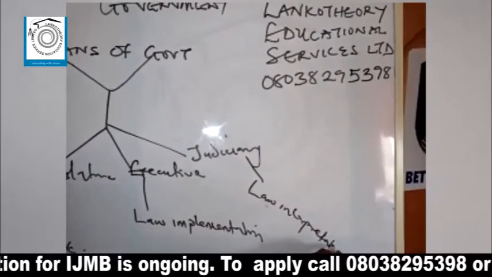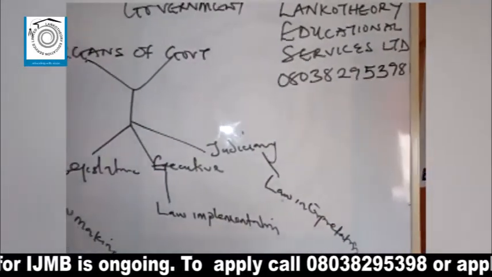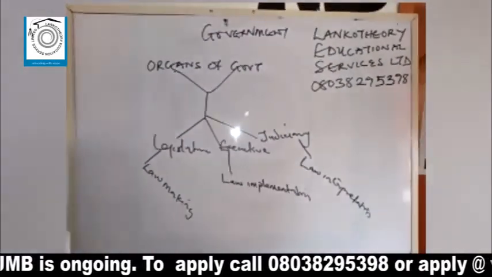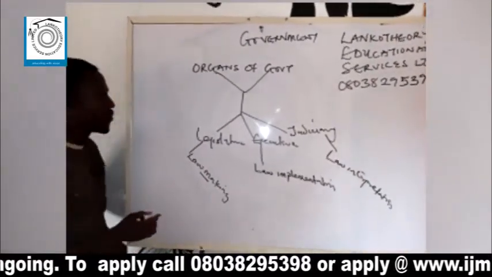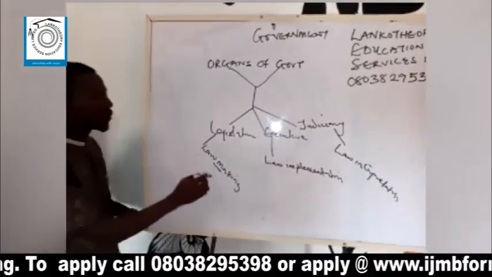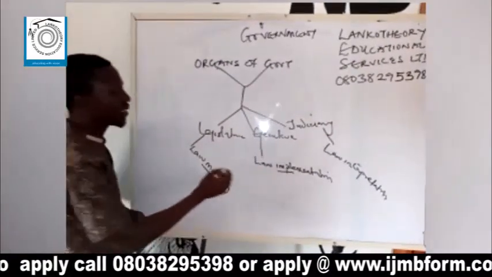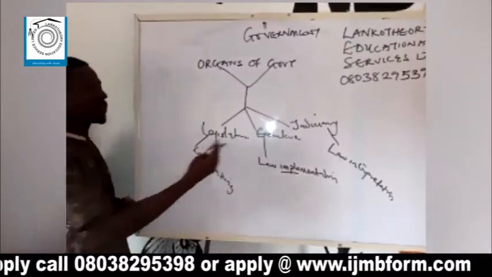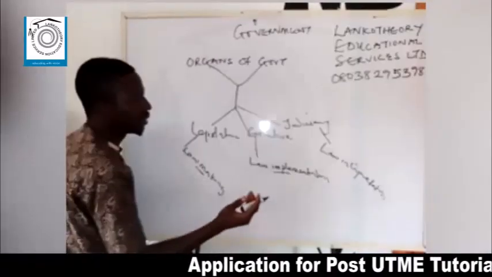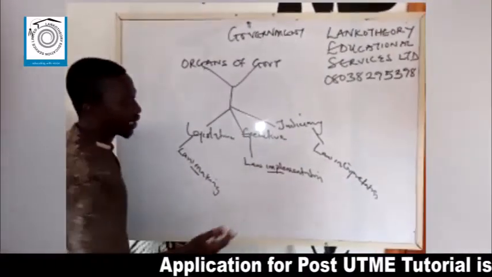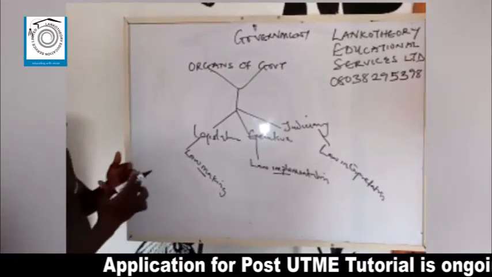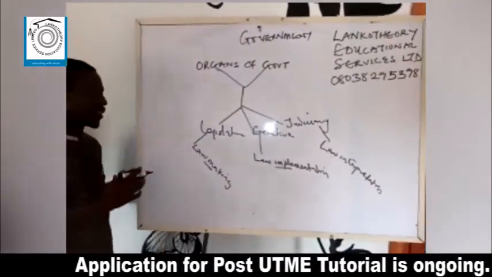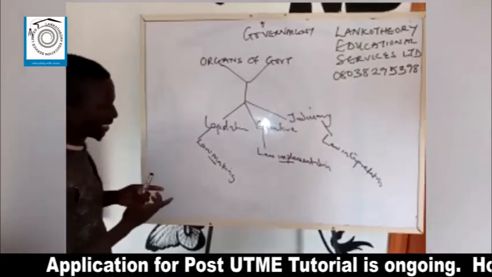These organs of government work together, and one cannot exist without the other. The reason is because if there is no law made by the legislature, there will be no law to be implemented by the executive. And if there is nothing implemented by the executive, definitely there is nothing that the judiciary can interpret. We now see how the three organs of government are interwoven and how they work hand in hand.